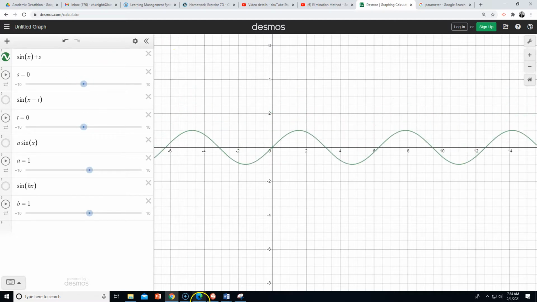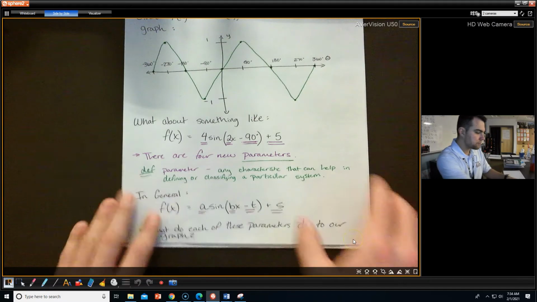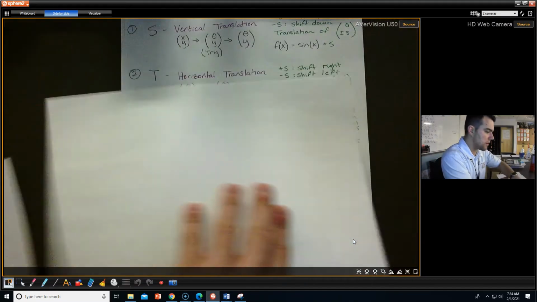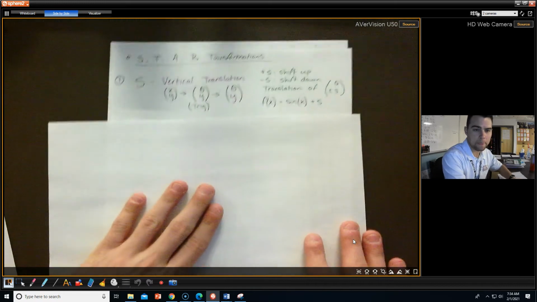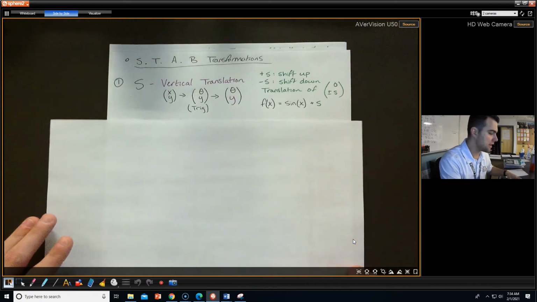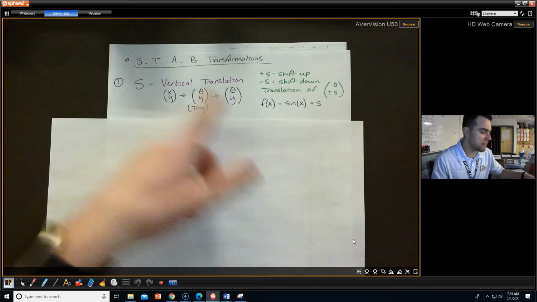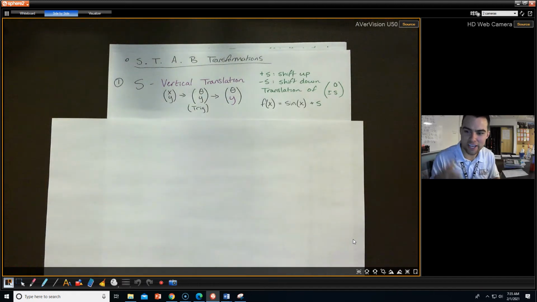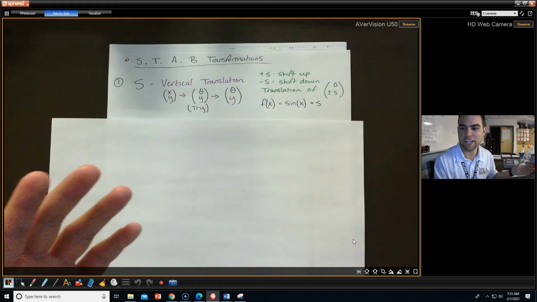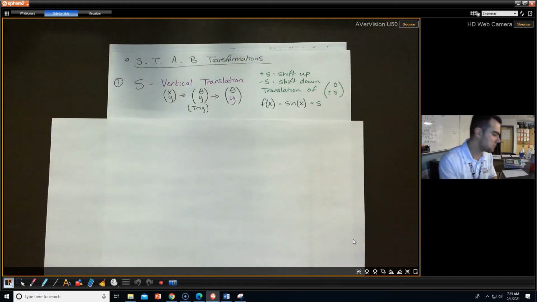So let's go ahead, let's actually write that down. We're going to get a little chart going of each of these parameters. And here's our first parameter right here. We're going to call these the stab transformations because we're using S, T, A, and B. I could make bats out of it, but stab just sticks out more rather than just saying bats. You know what I mean? So stab transformation starting with the S.